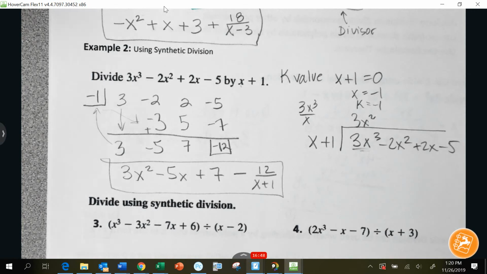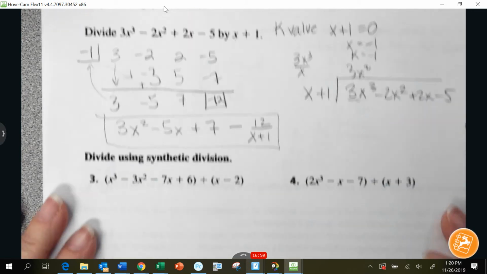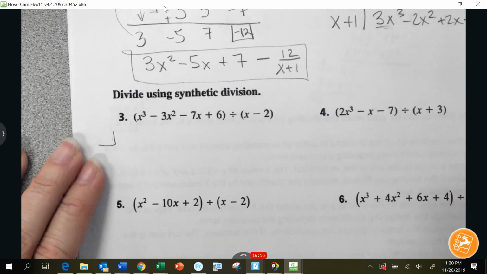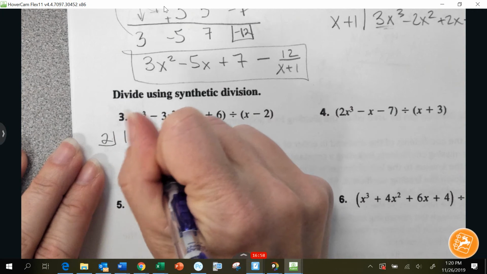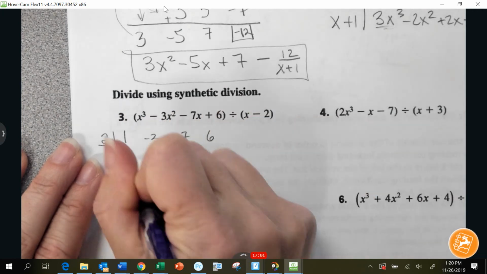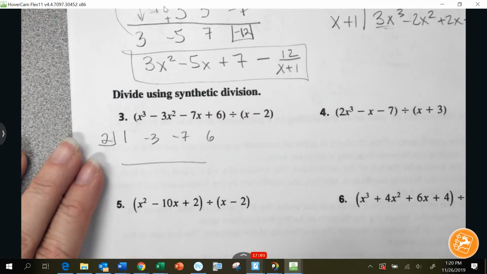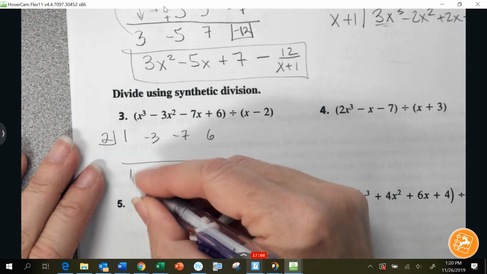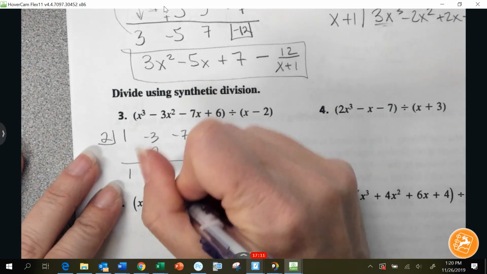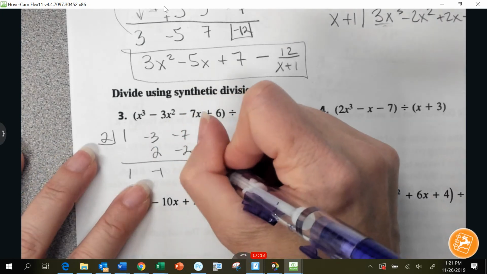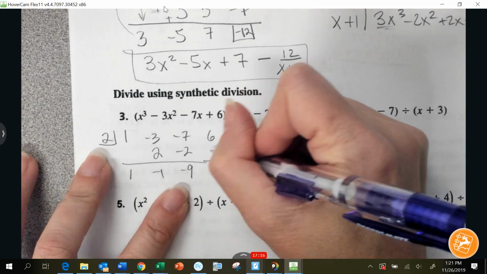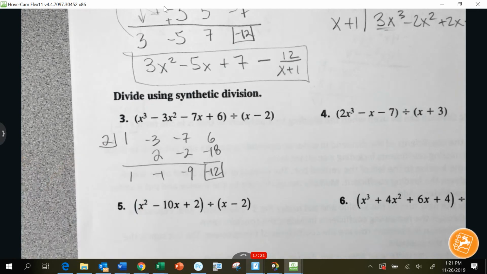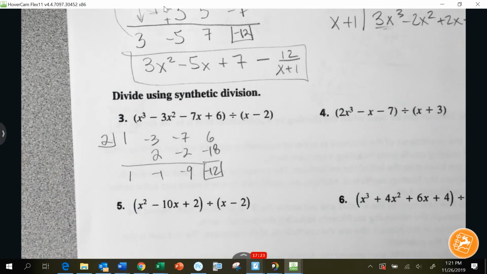Let's do another one. Number 3. What would be my k value? Positive 2. And then we put 1, negative 3, negative 7, 6. Let's get some space and draw that line. What do we do first? Bring down the 1. Then we multiply and we add. We multiply and we add. We multiply and we add. This was cubic. It's going to become quadratic.